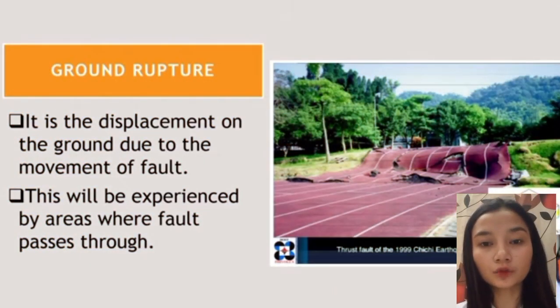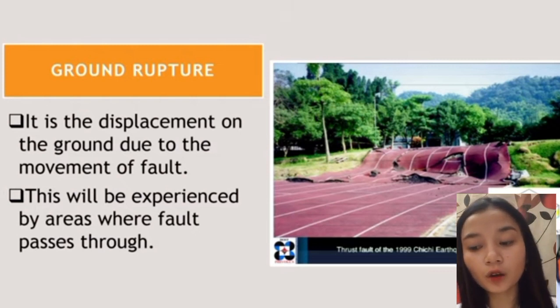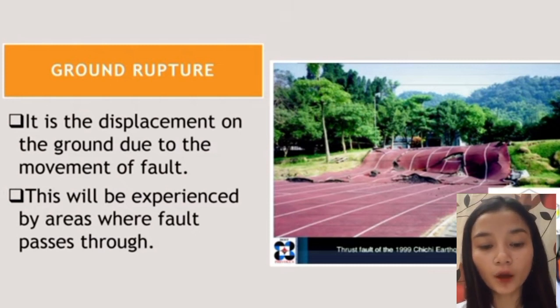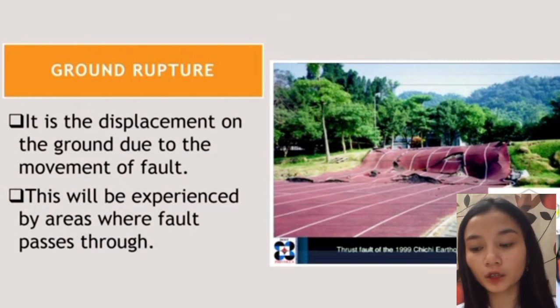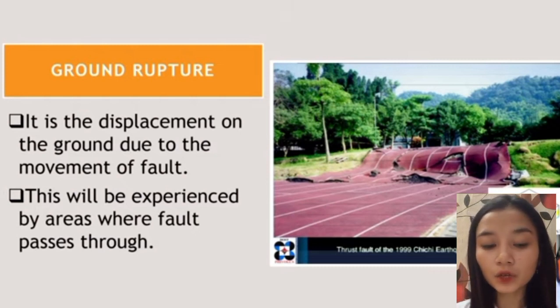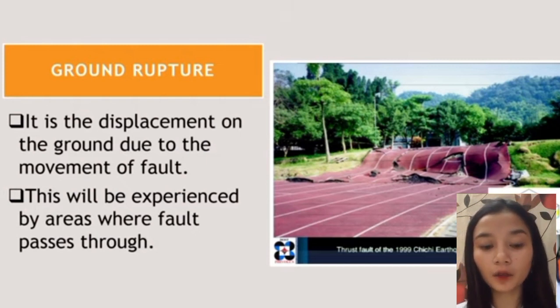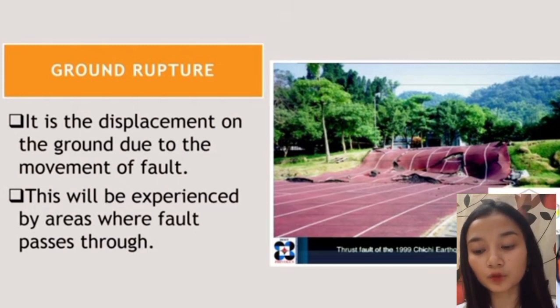Next one, ground rupture. In ground rupture, it is the displacement on the ground due to the movement of a fault. Nangyayari to kapag yung isang area o yung isang property ay nasa ibabaw ng fault line. So, ang tendency, magkakaroon ng displacement or pagkasira ng mismong earth layer or ng crust natin. This will be experienced by areas where the fault passes through. So, nakita nyo yon dito sa ating picture, biglang umangat yung isang layer ng surface ng earth. Kaya ang tendency, nag-iba yung hitsura niya. Nagkaroon ng ground rupture na tinatawag natin.